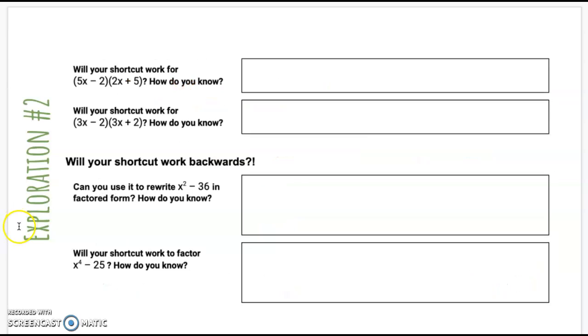All right, let's see here. Will your shortcut work for 5x minus 2 times 2x plus 5? No, it will not. Our a terms have to match exactly, and so do our b terms, and they do not here. So you're not just using the same numbers, you're using the same numbers in the same order.